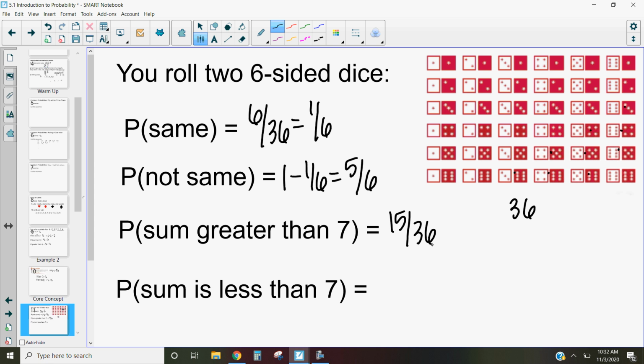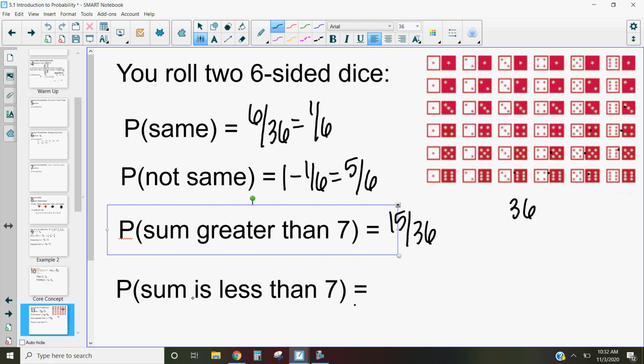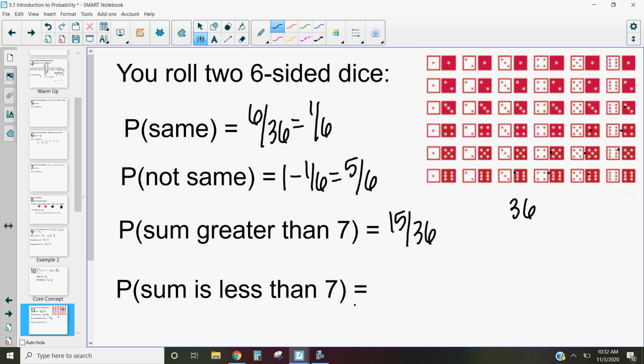Now the sum is less than 7. A really common mistake is people think that these two are opposites, but they're not. Notice how less than 7 and greater than 7, neither of them include sums that actually add to 7. So those are not opposites, and make sure that you're not treating them as such. To find the sum that's less than 7, again, in this case, we just have to count it. As we count all of our options here, we're going to end up getting that it is 15 out of 36 as well. That makes sense because we have 6 that add to 7. So of the rest, half are greater and half are less, because 7 is the middle.